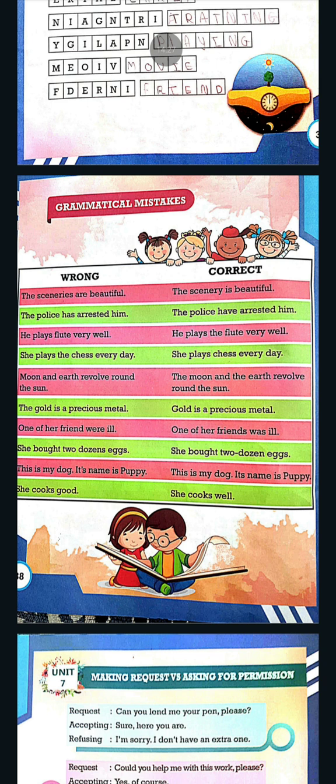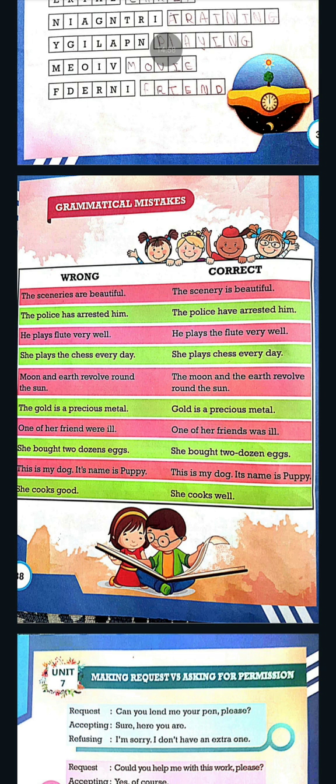Moon and earth revolve around the sun. You might say there's only one earth, so why should you specify? It's just the grammar: the moon and the earth revolve around the sun. I'll just read the rest out. The gold is a precious metal? No, gold is a precious metal. One of our friends were ill? No, one of our friends was ill.